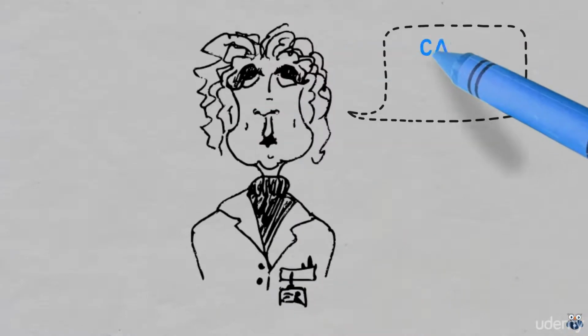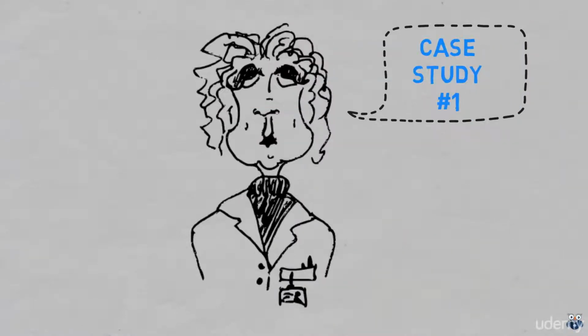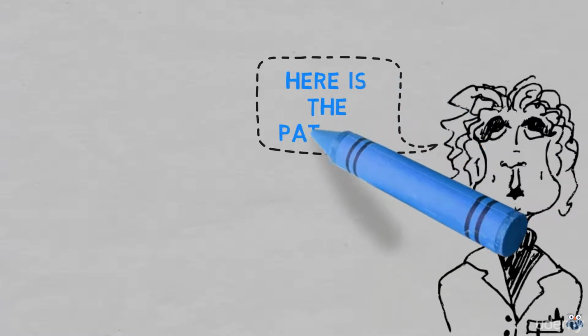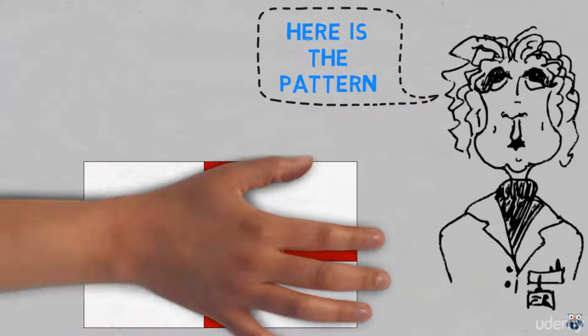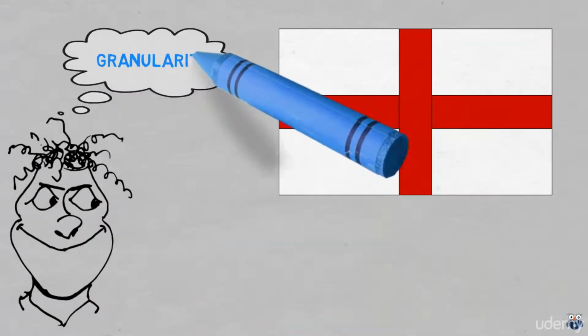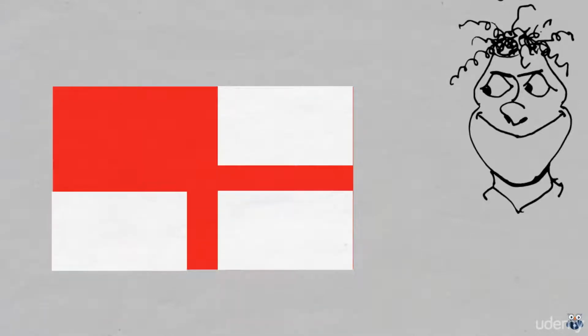Welcome back. Let's set the agenda for our first case study. In this lesson, we will use AutoLayout to design a pattern resembling the flag of England. Here it is. Let's now visualize the individual components of this pattern. So we have one background red rectangle and 4 white rectangles.